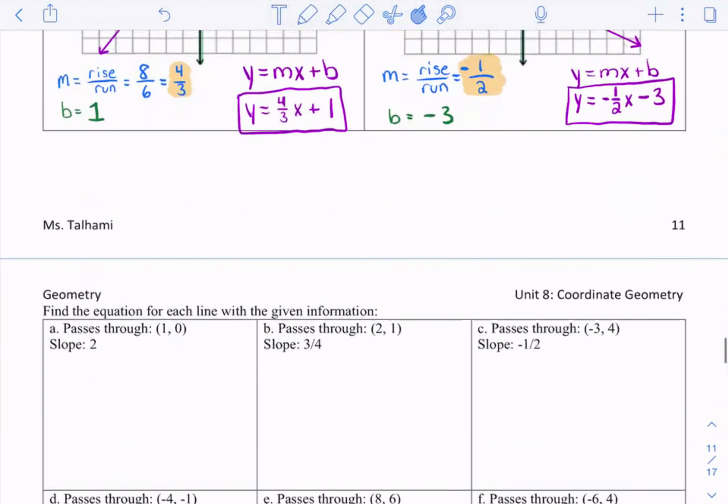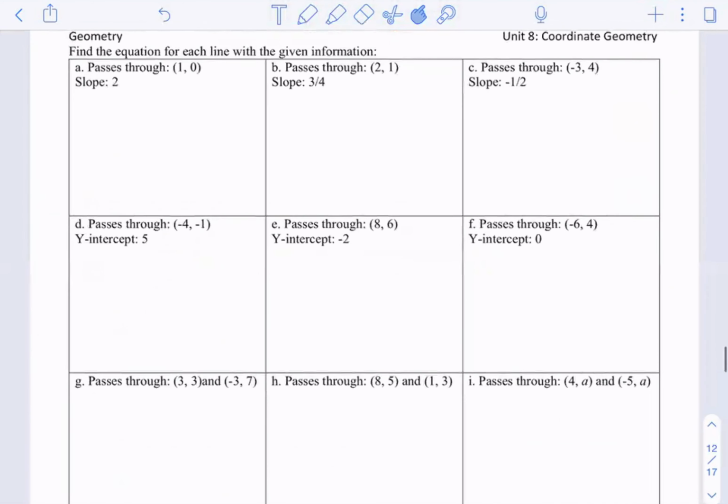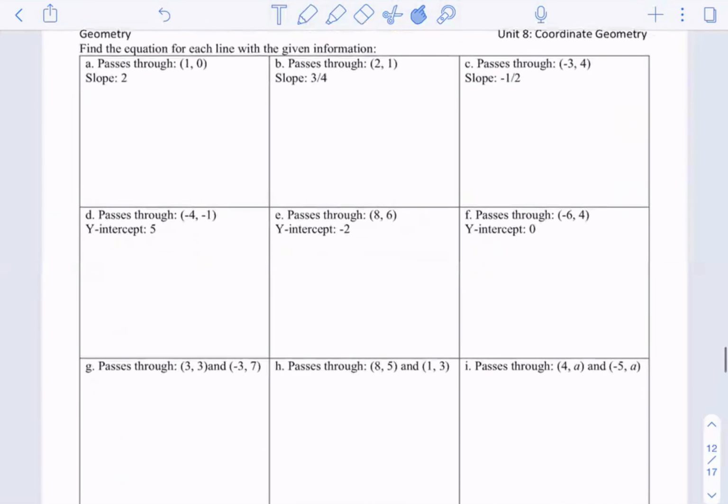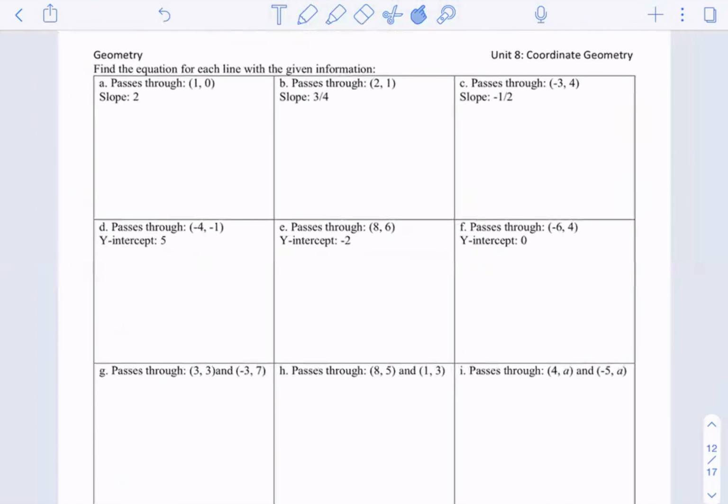Let's move on down. What if we're not given a graph? So this time they give us different types of information. They give us a point and they give us the slope. And we know that the slope is our m. So we actually can start right away with something that we know.